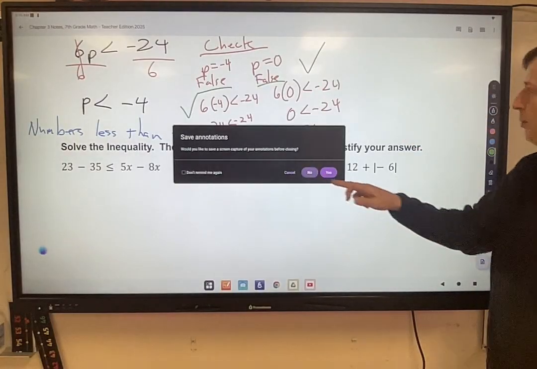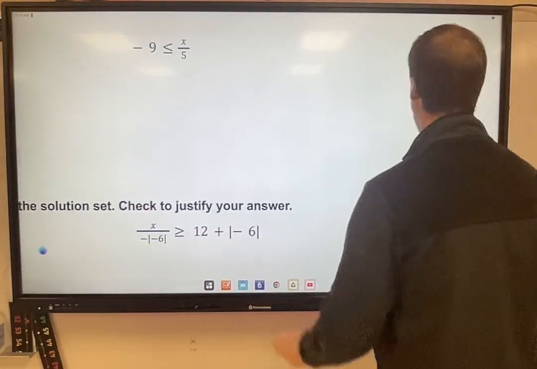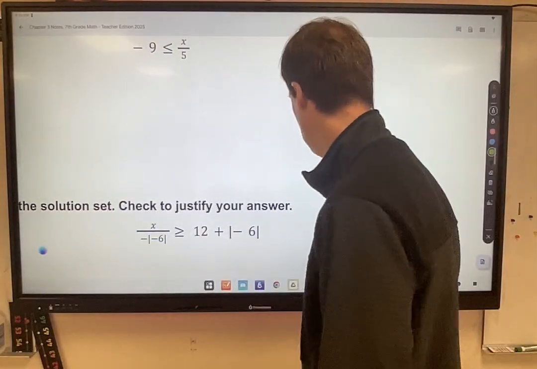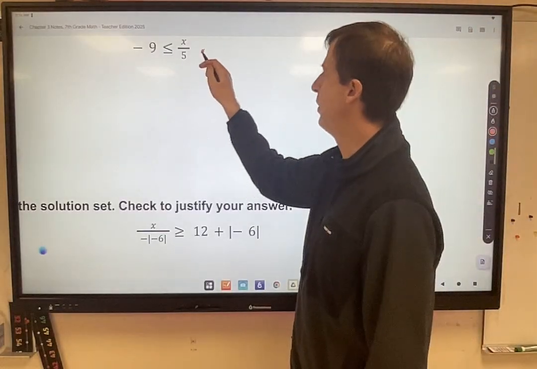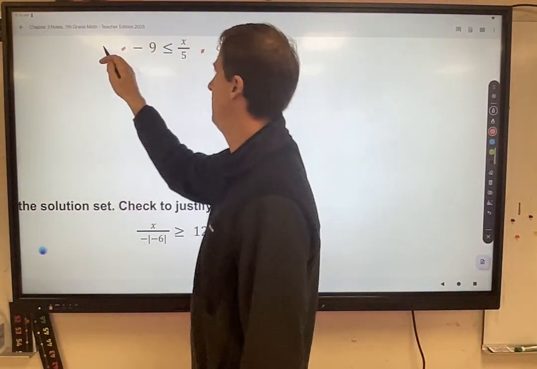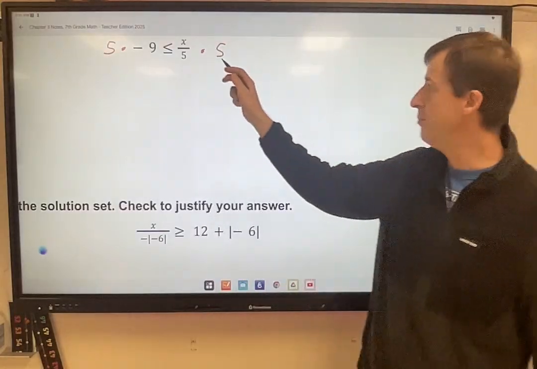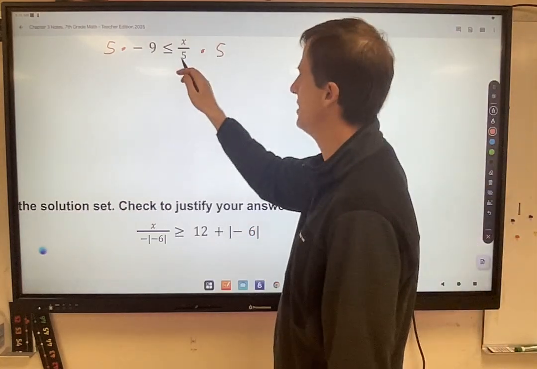All right, moving on. We've got negative 9 is less than or equal to x divided by 5. How do you get rid of divided by 5? You multiply both sides by 5. Now, it doesn't matter that this is a negative number over here. I'm multiplying by a positive number. If I'm multiplying by a positive number, then my sign is not going to flip.